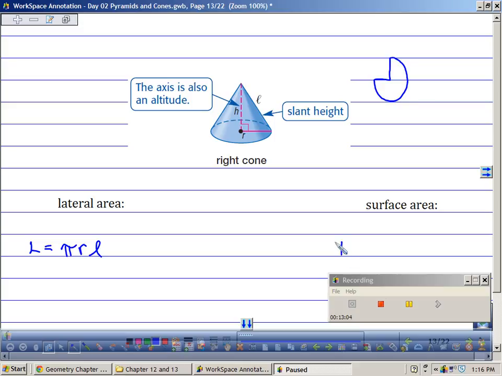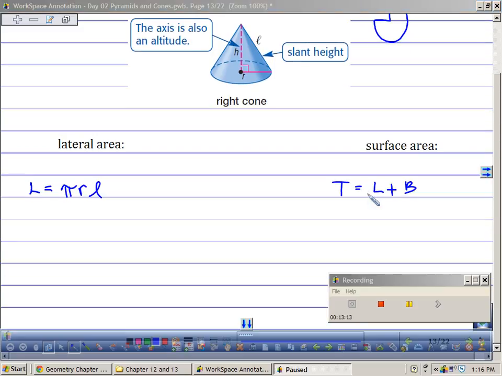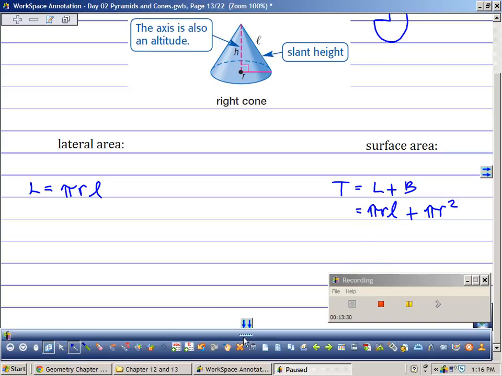Our surface area is total, correct? Total equals L plus my base. Well, what's my lateral area of this cone? Pi r L plus, and what's the base? Pi r squared. That's it. Moving on.